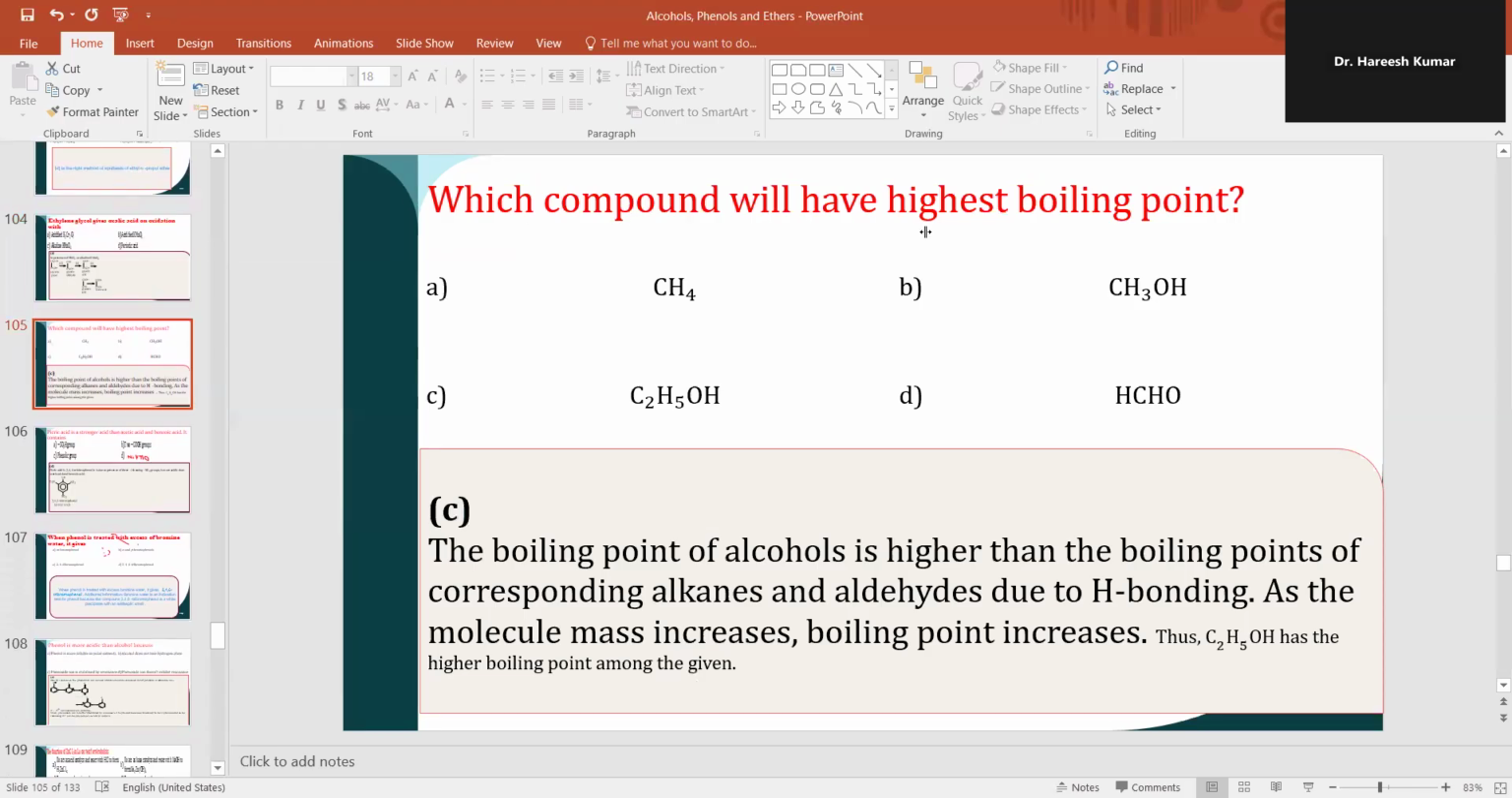So which compound will have the highest boiling point? We know that ethanol will have hydrogen bonding and it is a higher molecular weight alcohol. So this will have more hydrogen bonding and this will have more boiling point compared to other things.